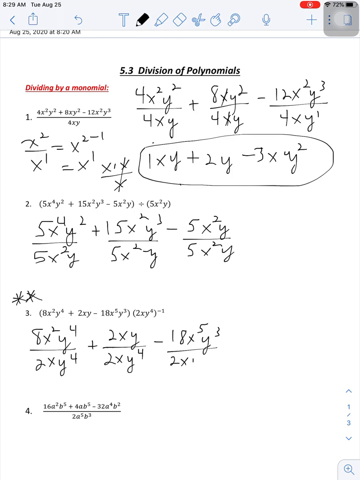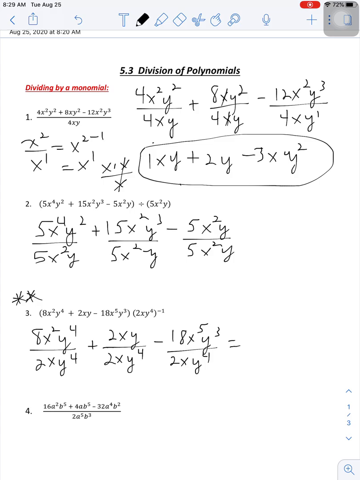Every year I try to warn kids about this particular example, and then come quiz time, they end up not remembering that and leaving it blank. All you're doing is taking what's raised to the negative 1 and flipping it. That's it. And then we're going to finish this one off by simplifying.